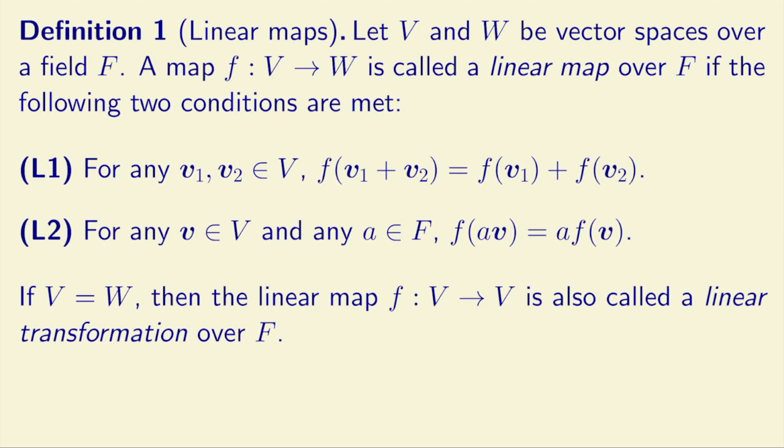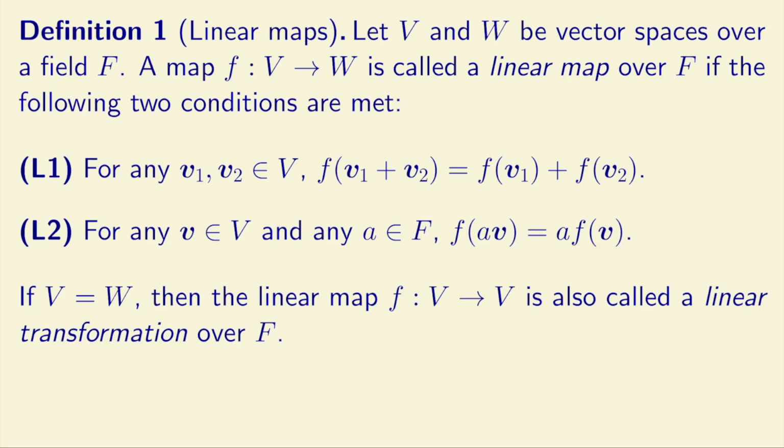It says let V and W be vector spaces over a field F. A map f: V to W is called a linear map, and then it gives two specific rules. The first one, L1, is about addition. f(v1 + v2) = f(v1) + f(v2). It's like the function distributes over vector addition. Exactly. And L2 is for scalar multiplication. f(av) = a f(v). The scalar just moves outside the function.